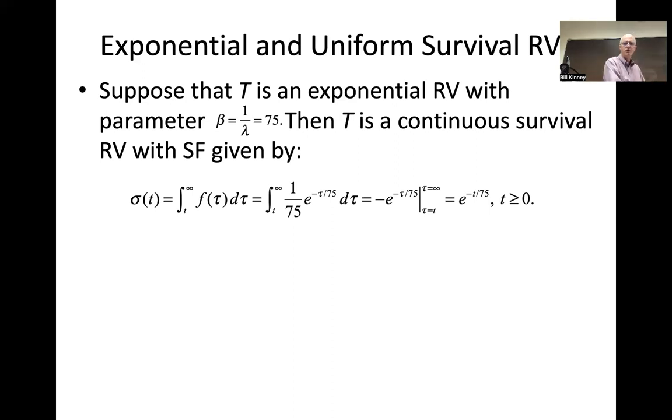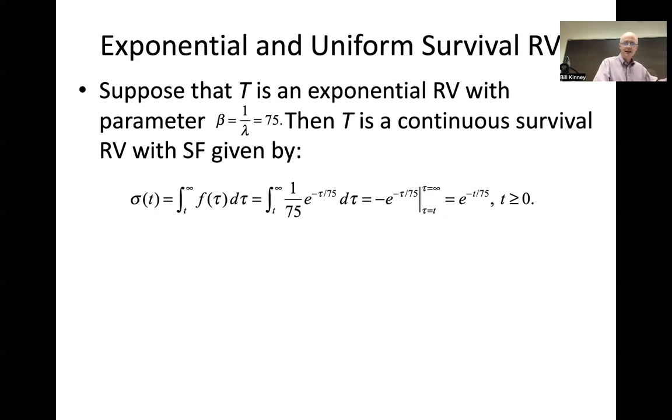Think about doing that integral. So what are we doing here? This is the PDF, right? Little f is the PDF. The PDF of an exponential is 1 over beta times e to the negative t over beta in this case. Beta is 75. If you integrate this, find an antiderivative of that, the 1 over 75 goes away and a negative sign is there. You could always double check this in your mind by differentiating. Differentiate this back this way. And you get this.